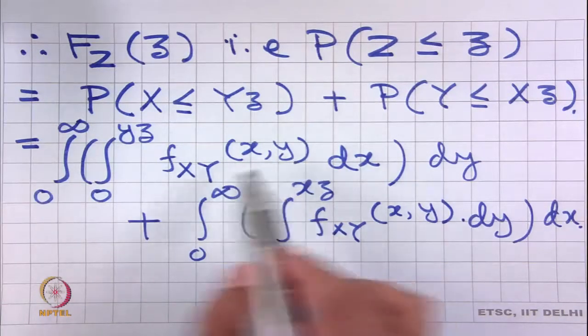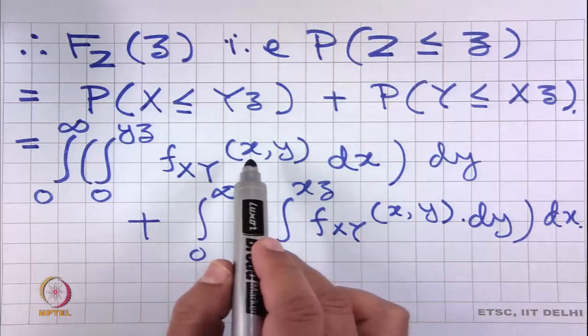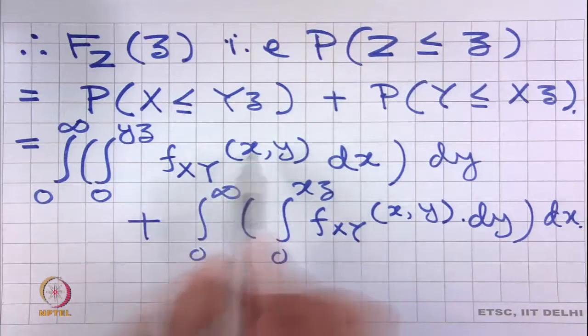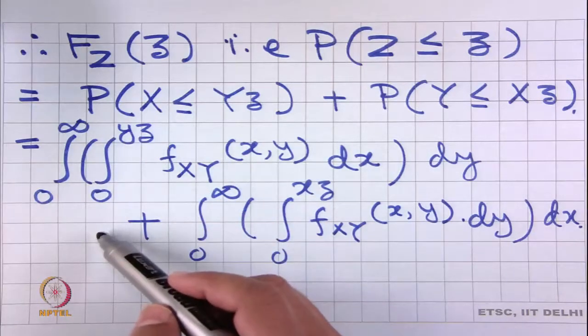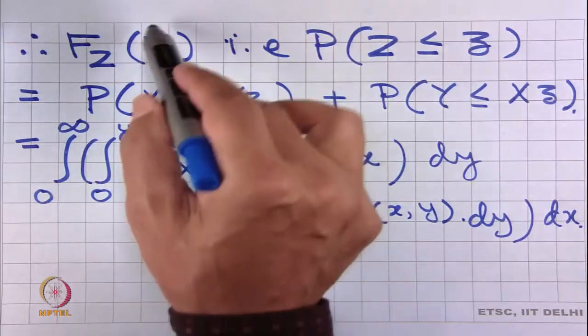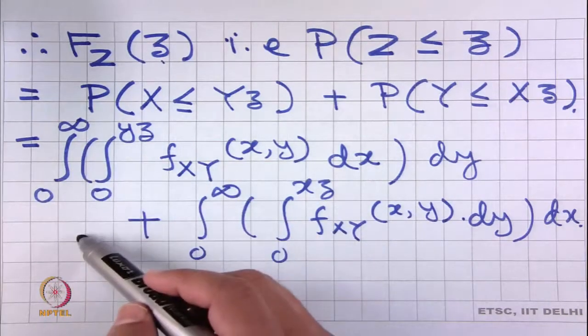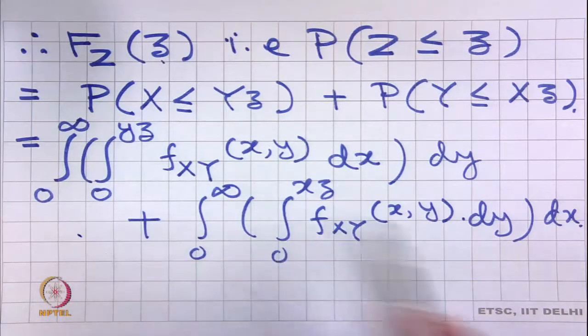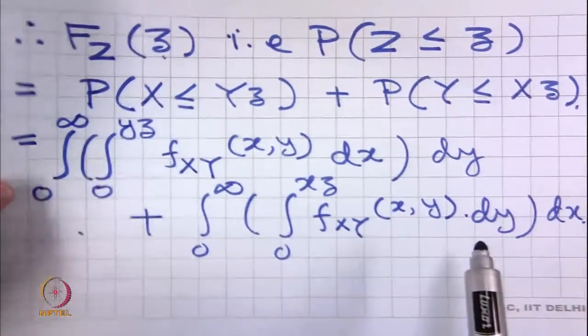So, this is clear. This is the joint density of x, y; both are independent. So, we can write it as a product of these two, and then for a given y, x ranges between 0 to yz. Note that the z is fixed here, and then I am integrating over y from 0 to infinity, and a very similar thing we are doing in the second case.